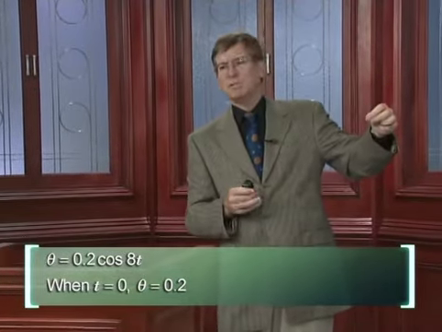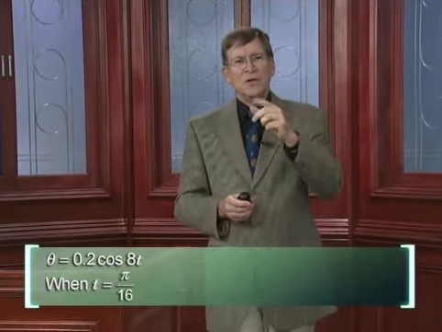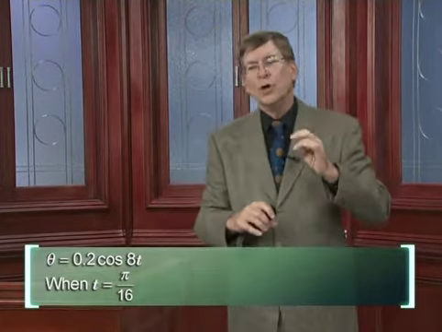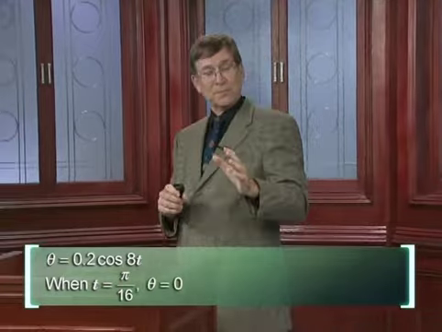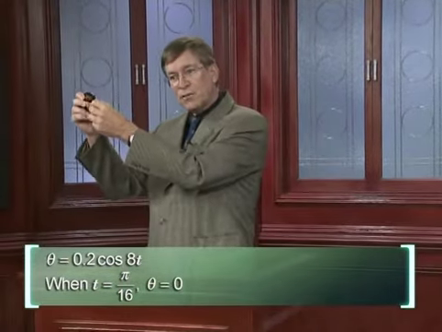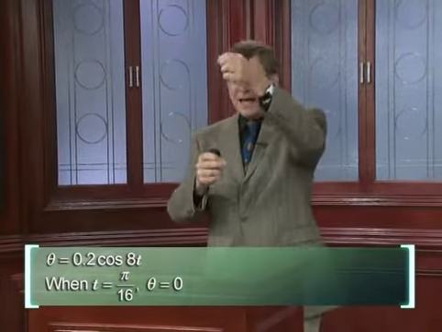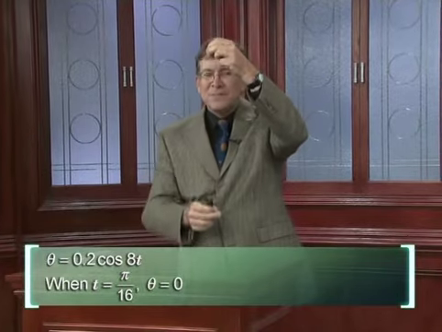So at time 0, this thing is out here at maximum angle 0.2 radians, and then it swings back over to minus 0.2 radians. Notice that when t is pi over 16, you get cosine of 8 times pi over 16, which is cosine of pi over 2, which is 0. And hence, at pi over 16, the pendulum is vertical, and then it keeps swinging over.